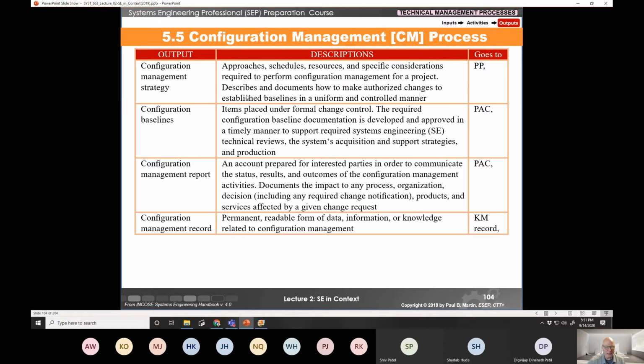So your output would be your configuration baselines. If you're doing certain designs, you may actually have, after a technical review, a very specific baseline where you're at, and you would keep that baseline and you would add to it to get to another baseline. You would go from a functional to your architecture baseline to your design to the actual as-is baseline.